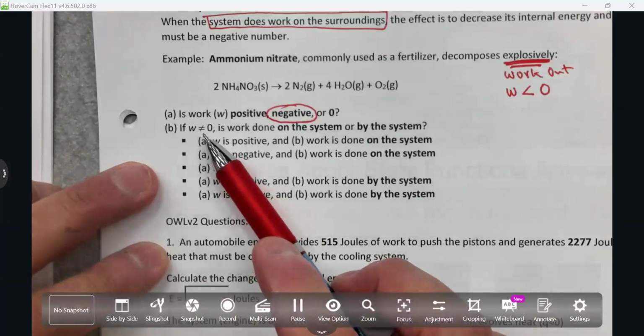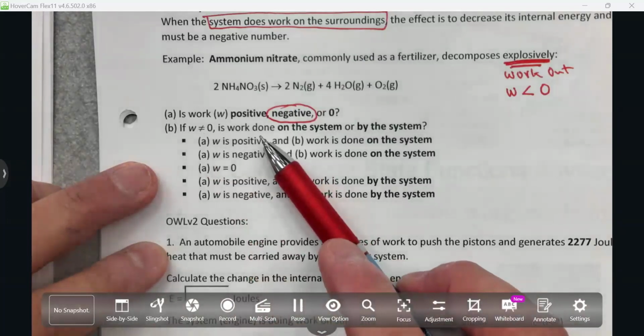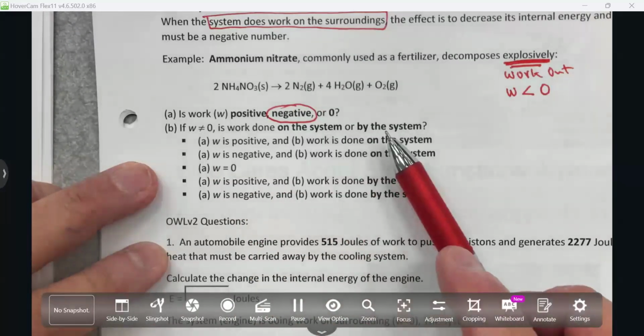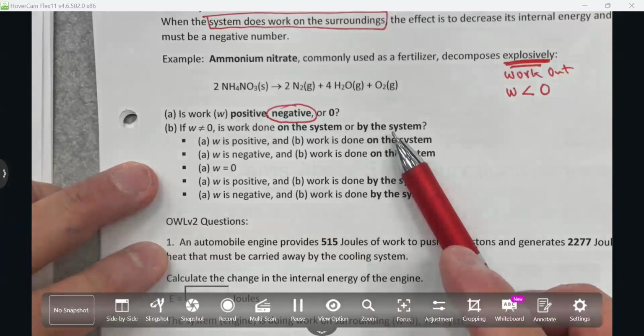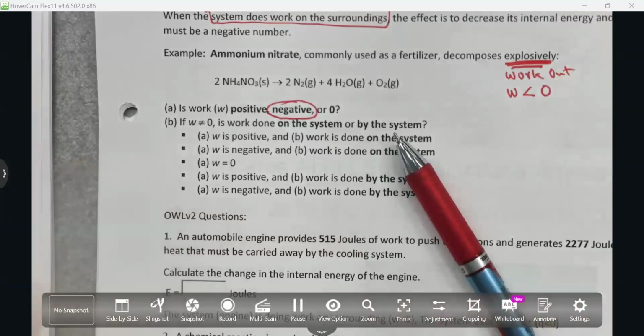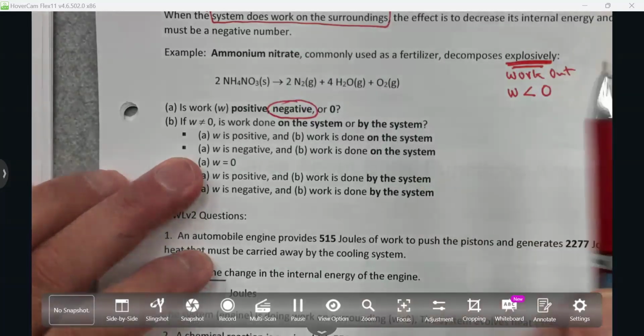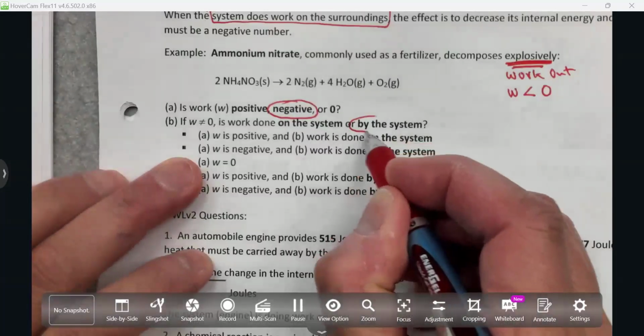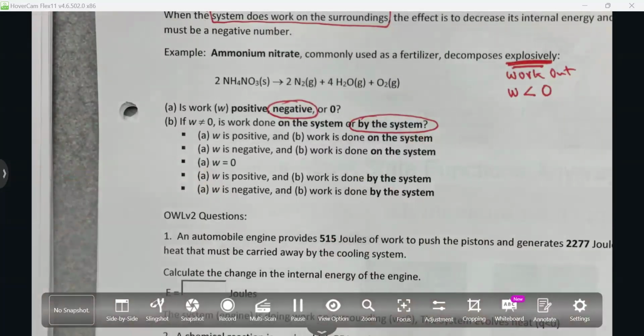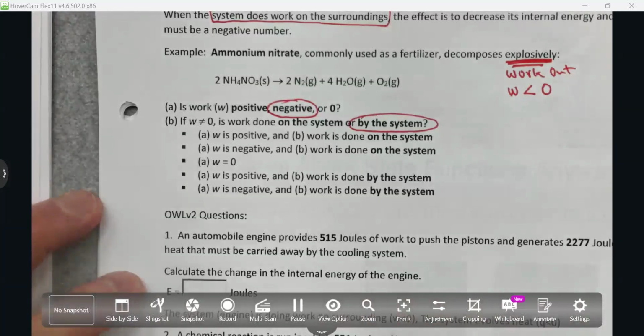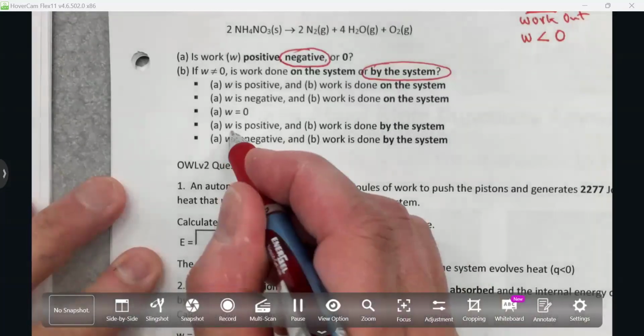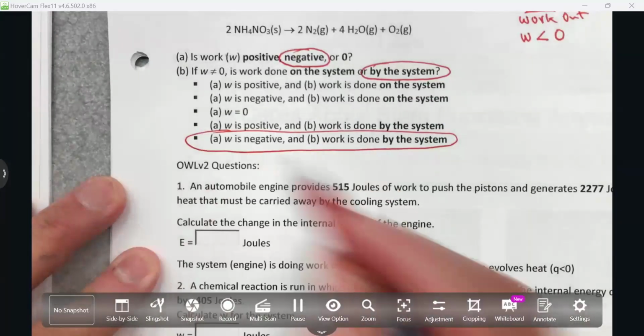If work does not equal 0, is work done on the system or by the system? Now, think of that explosion taking place in my Ziploc bag, if you will. That is the system. The work is going to get done by the system. So the final result, work is negative and work is done by the system.